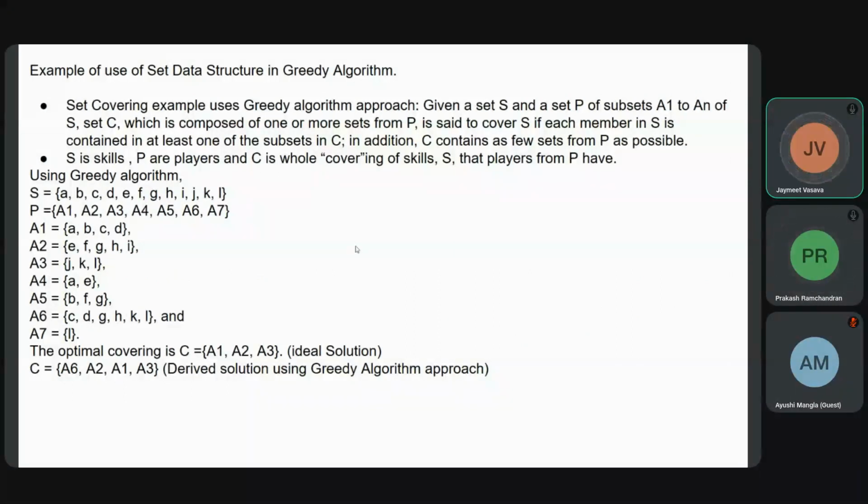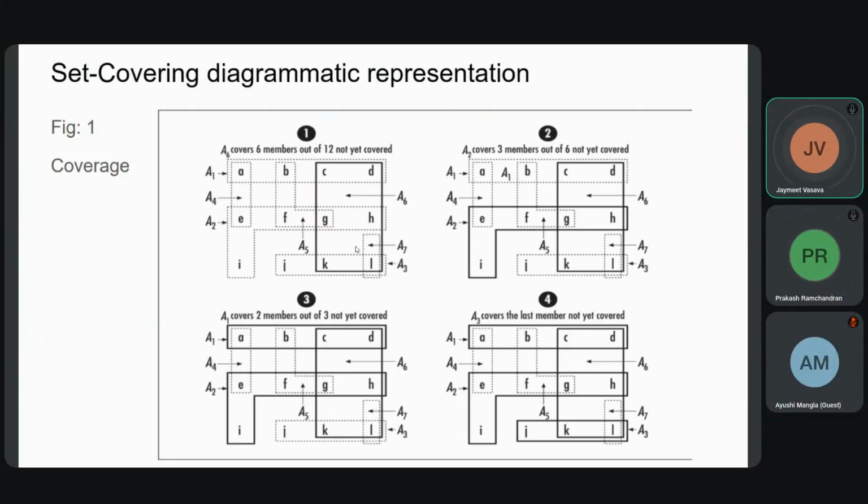What we have to cover in set C is every element from the set S, with as few players as possible. You can see the optimal covering for set C is A1, 2, 3, and the derived solution for the greedy algorithm approach contains player A6 also, along with A1, 2, 3.